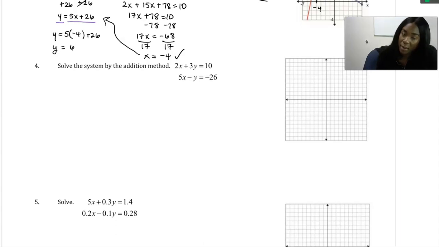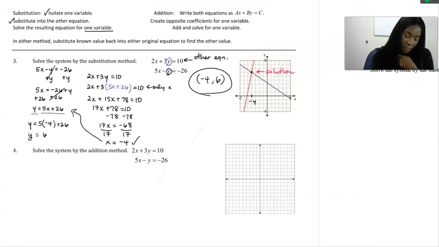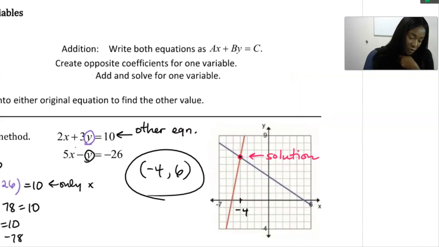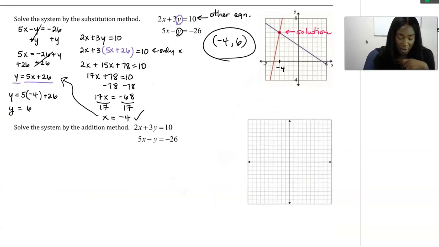Now we're going to look at an example where we solve a system using the addition method. In the addition method, we want to manipulate the equations so that when we add the equations together, a variable will cancel. Under the addition method, create opposite coefficients for one variable. That's what I mean by manipulate the equation.